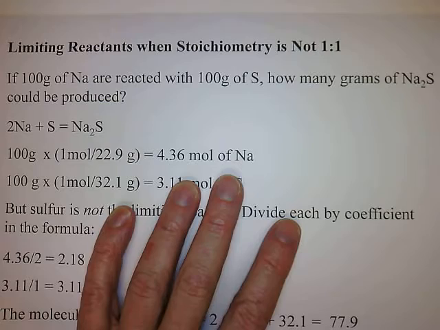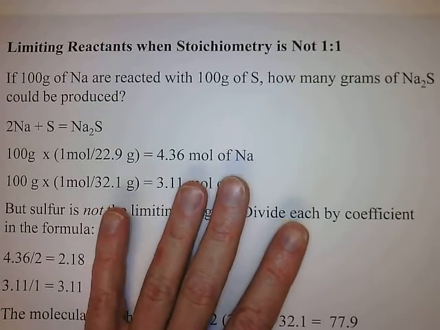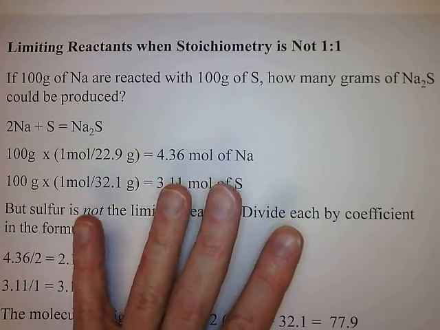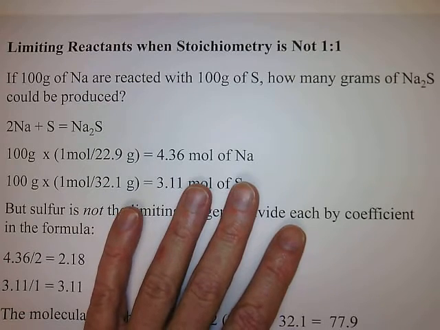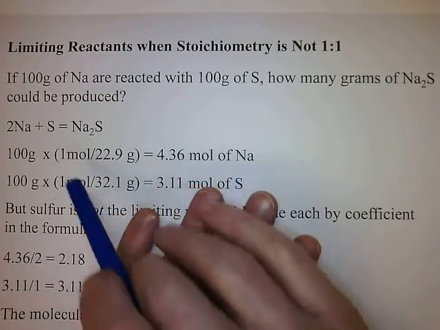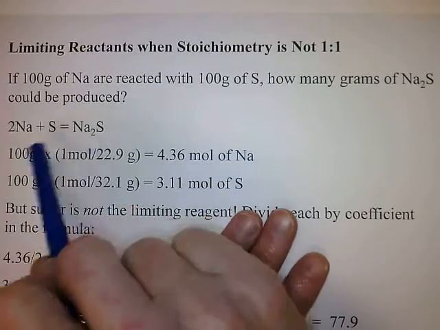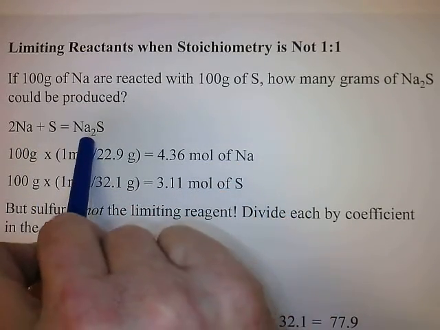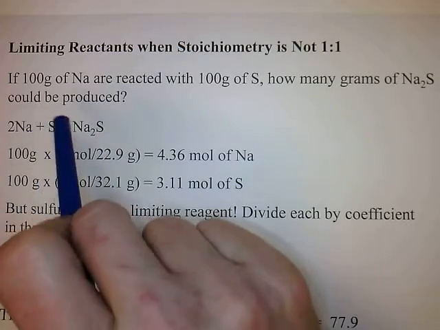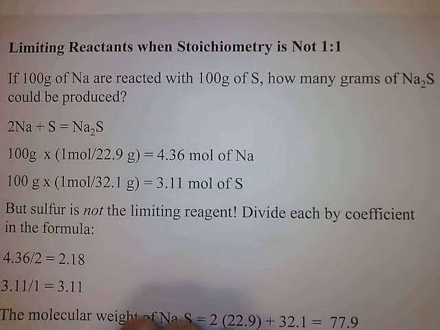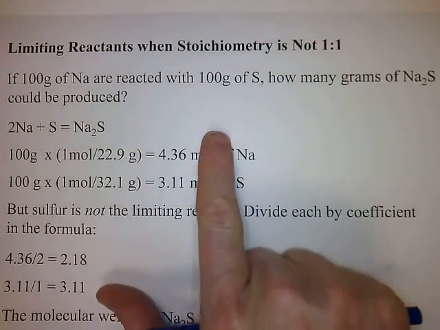So what if the reaction stoichiometry is not 1-to-1? What if we're talking about the reaction of sodium and sulfur to make sodium sulfide? Suppose I ask you this question: if 100 grams of sodium are reacted with 100 grams of sulfur, how many grams of sodium sulfide could be produced?